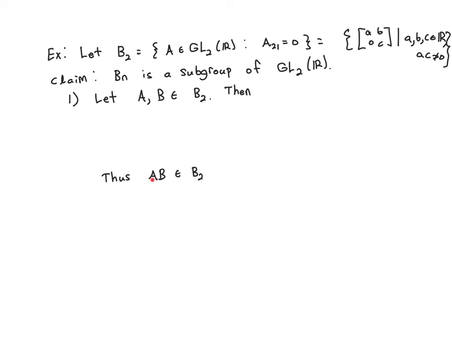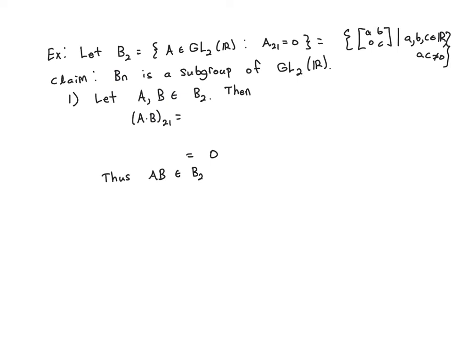Well, what does it mean for this product to be in B2? Well, what's the definition of B2? It's matrices where this lower left-hand corner is 0. So we need to see that this entry, the second row, first column entry of this product AB, is 0. So in other words, what we hope for is to be able to say that the second row, first column entry of this product is equal to 0. So now we just hope for the best.